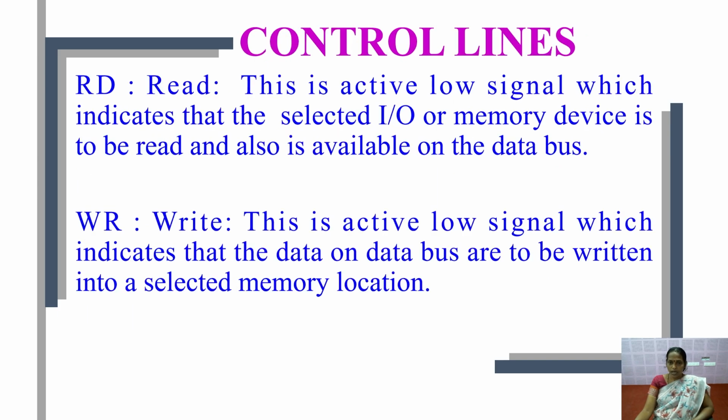Next is RD, which means read data. It is one of the control lines. It is an active low signal, which indicates that the selected input or output or memory device is to be read and the data is available on the data bus. Next is WR, which is write. This is an active low signal, which indicates that the data on the data bus is to be written into the selected memory location.